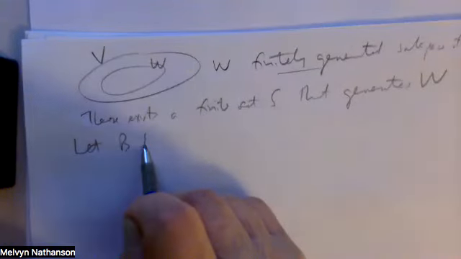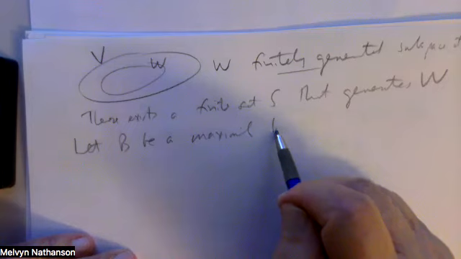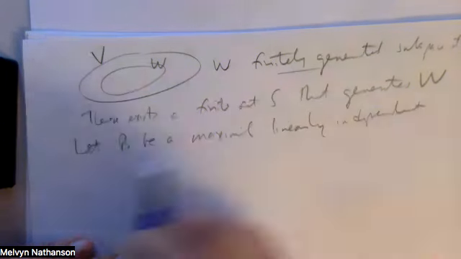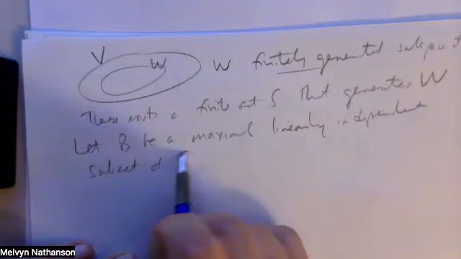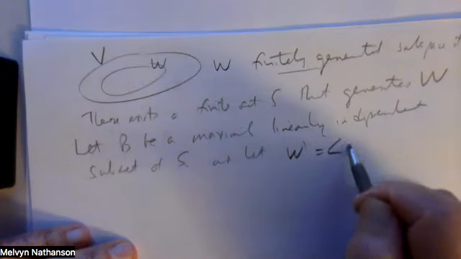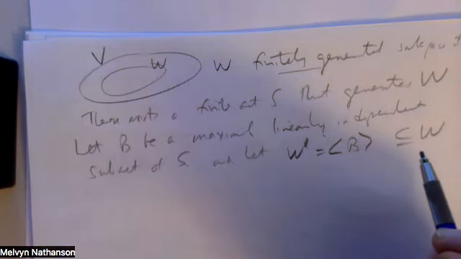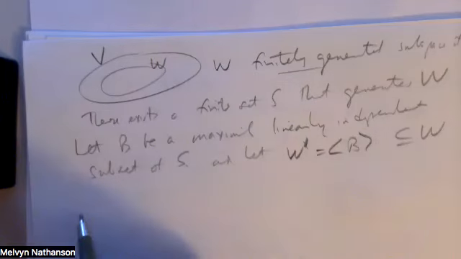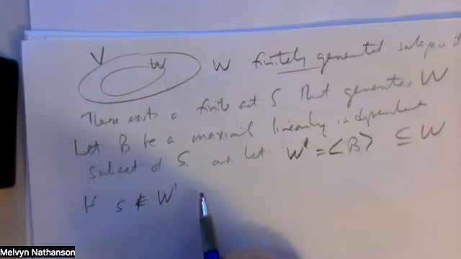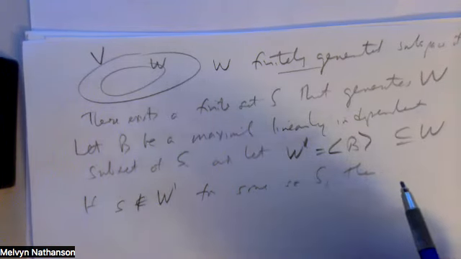And let B be a maximal, largest, if you like, linearly independent subset of S, and let W prime be the subspace generated by B, which is contained in W. If some vector s in the set S is not in W prime, then we have the following picture.